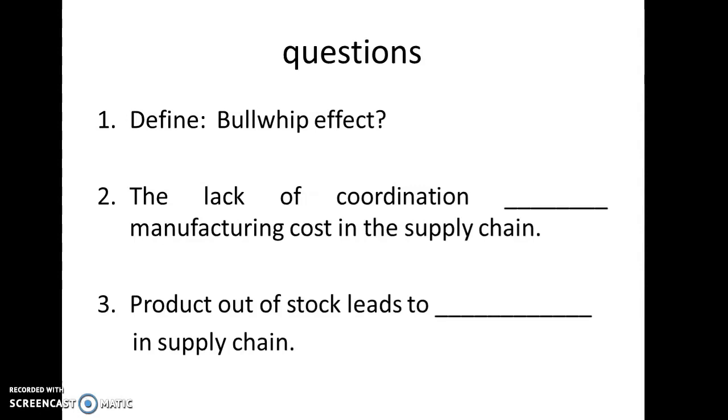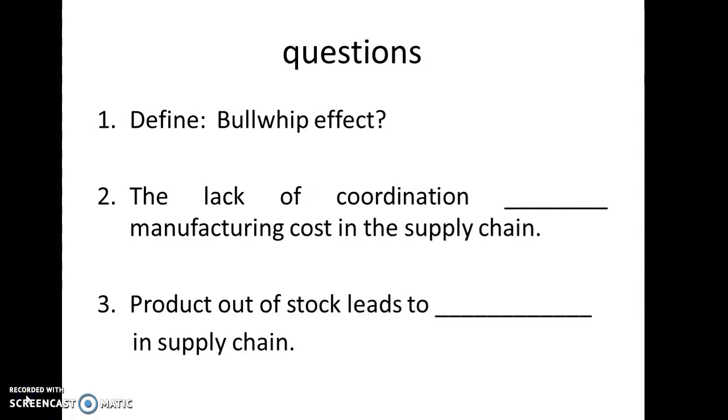The first question is define bullwhip effect. So, what is the bullwhip effect? The fluctuations in orders increase from the downstream to upstream in the supply chain. That is, retailers to wholesalers, wholesalers to manufacturers to suppliers. This is called a bullwhip effect.